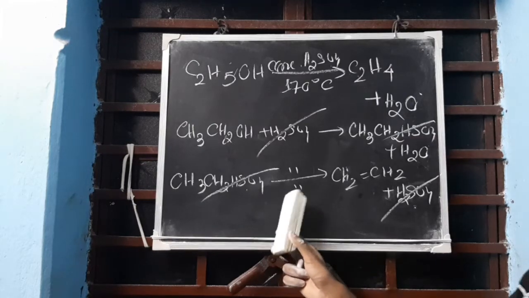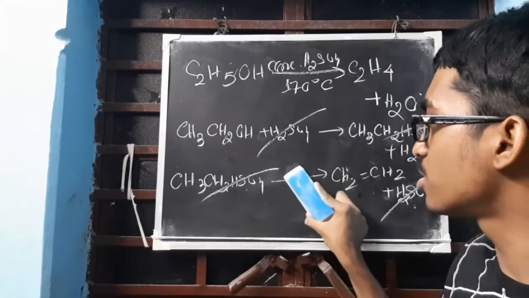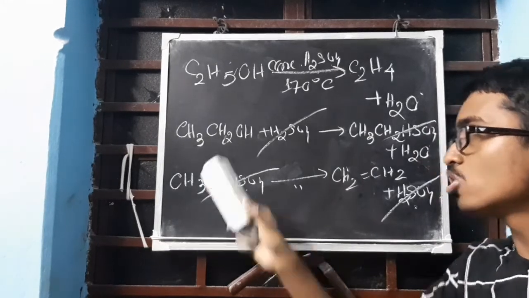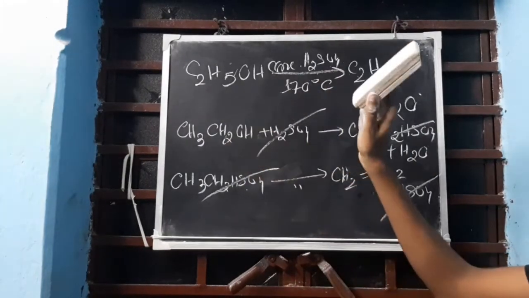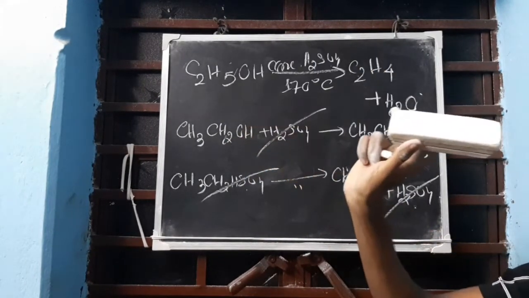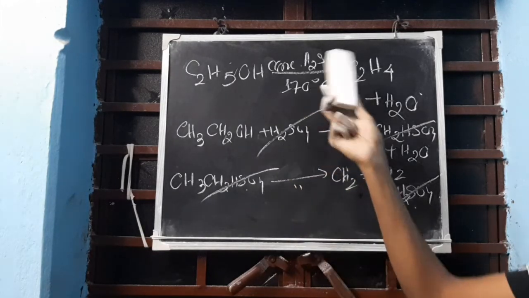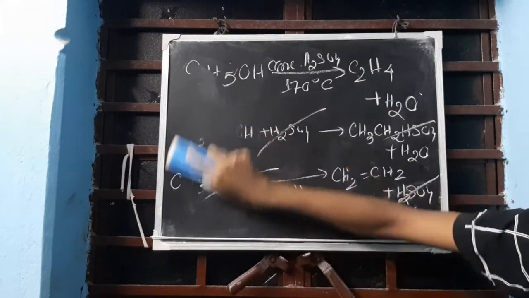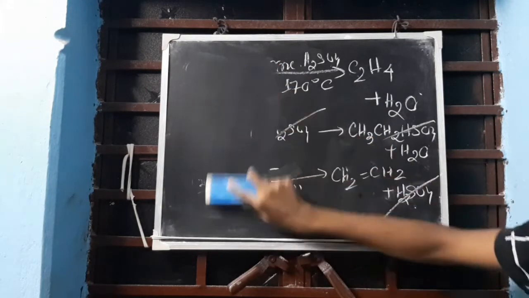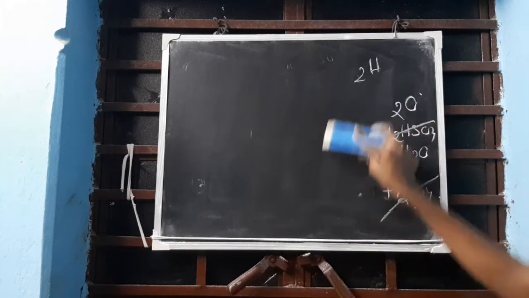Understood? This was actually excess. Excess of H2SO4, right? That's fine. So the main reaction is this. To produce ethene, this thing is needed. That is dehydration of ethyl alcohol. The main thing is dehydration. Here also dehydration, here also dehydration, same thing. So the first step is dehydration of ethyl alcohol.